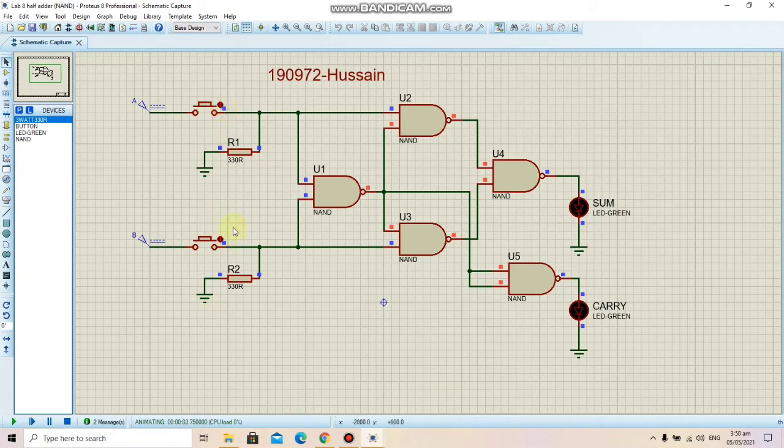We can see that 0 plus 0, output is 0, both the LEDs are off. 1 plus 0, which means 1 0, you can see that sum is 1 and carry is 0. So the output is total 1. Then again 0 plus 1 gives output 1, and then 1 plus 1 which is equal to 2, the output we can see is 1 0, which is equal to 2.